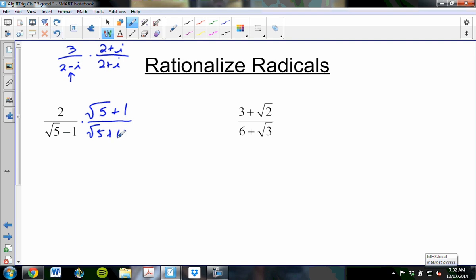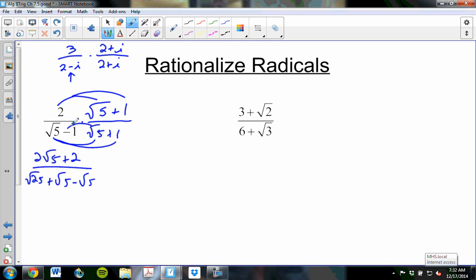So on top, first of all, I distribute. I do 2 times root 5, which is 2 root 5, and 2 times 1, which is 2. On the bottom, I do root 5 times root 5. You will get faster at this. Root 5 times root 5 is root 25, which will just become 5 in a second. Root 5 times 1 is root 5. Negative 1 times root 5 is negative root 5. Negative 1 times 1 is negative 1.